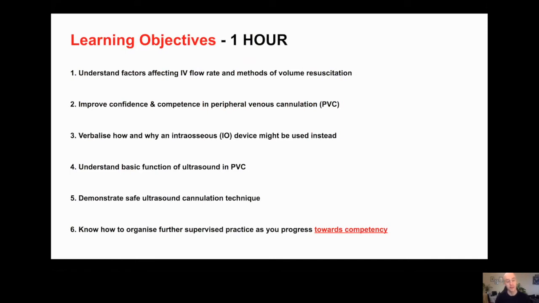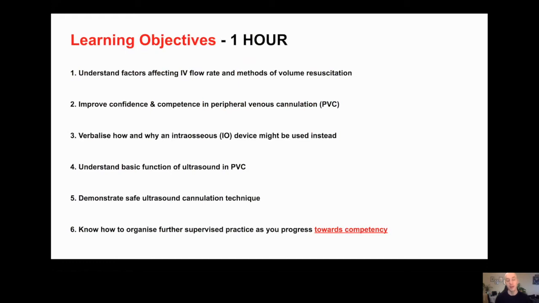Our 6 learning objectives: we're going to firstly go over some important points about volume resuscitation, choosing your cannula, what affects IV flow rate. We're going to talk about how you can improve your confidence and competence in peripheral venous cannulation. We will talk about why and how you would use an intraosseous device. Then we're going to pause and have a little break for 5 minutes, come back and talk about the basic function of ultrasound, how we can safely do ultrasound cannulation, and then talk about how you can go forward and practice these skills working towards competency.